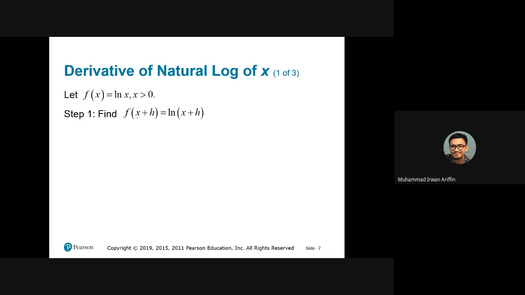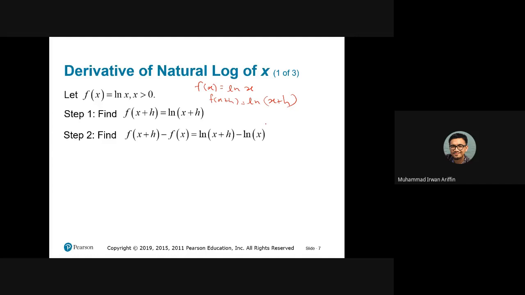Step number 1, we're going to change x by a small value h. If f of x equals natural log of x, then f of x plus h gives us natural log of x plus h. Step number 2, we want to find the difference between the new output and the old output. So we have natural log of x plus h minus natural log of x.